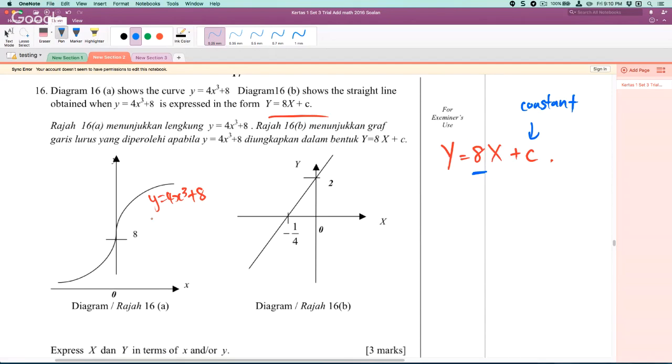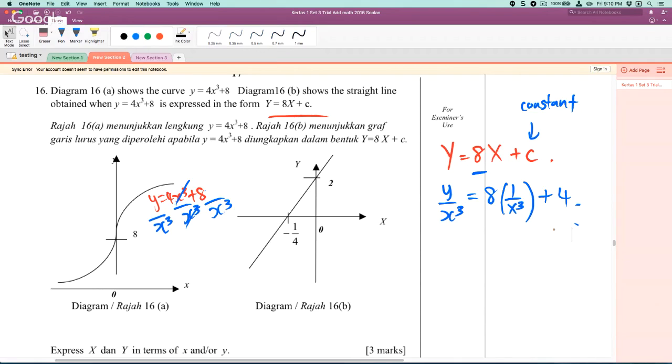So what I will do is divide by x cubed for every single term. Imagine my y is y over x cubed. And then this is 8 divided by x cubed, isn't it? Can I say this is 8 multiplied by 1 over x cubed? And then the 4 here, if I simplify, I'll get plus 4. All right, and I have some issue here because my intercept over here is 2, it's not 4.